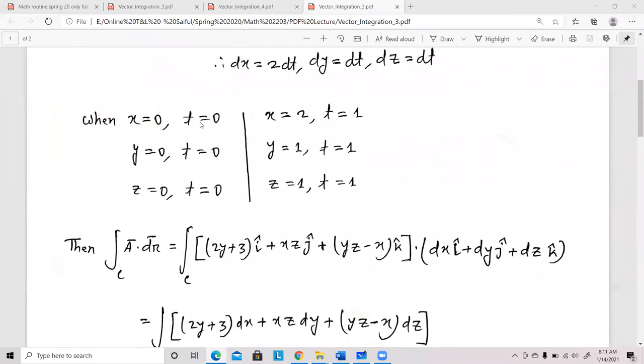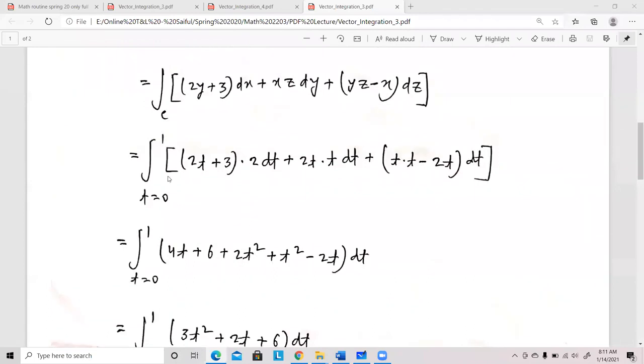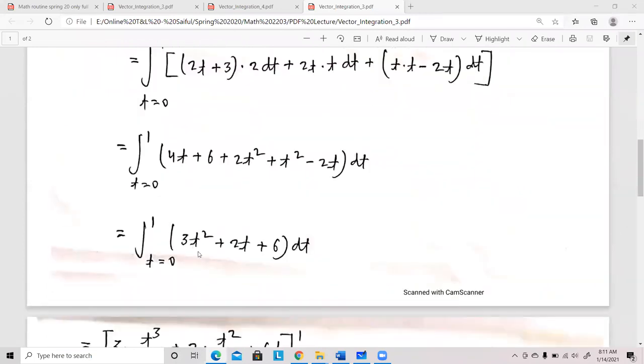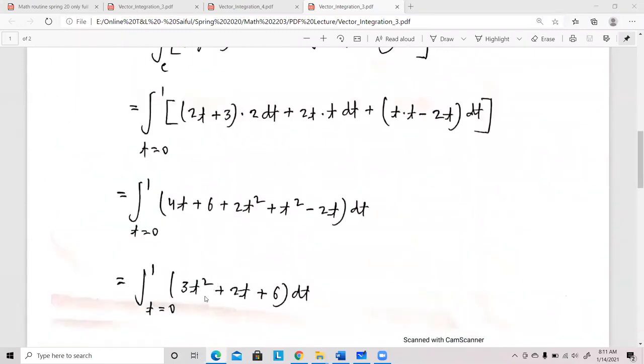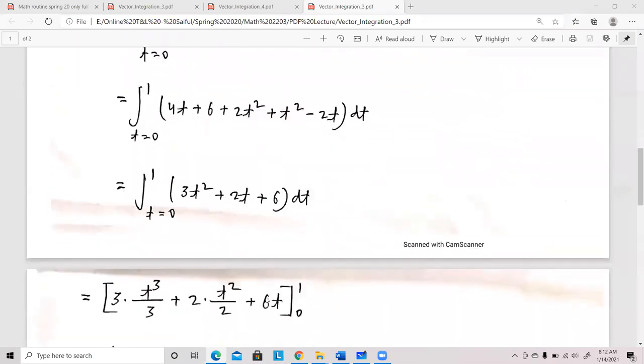and the range of t will be 0 to 1, which we already found. At the initial and terminal points, t varies from 0 to 1. So the limits of t will be 0 to 1. After simplification, now if we do the integration of 3t square plus twice t plus 6, what do we get by integrating 3t square? t cube. Good. And for the second term twice t, we get t square, and for 6 dt we get 6t. Good.